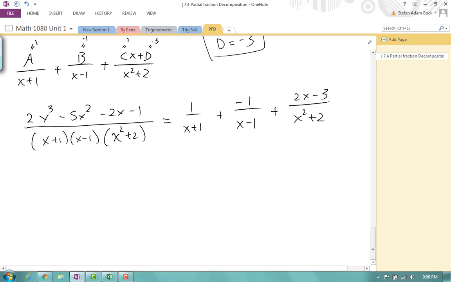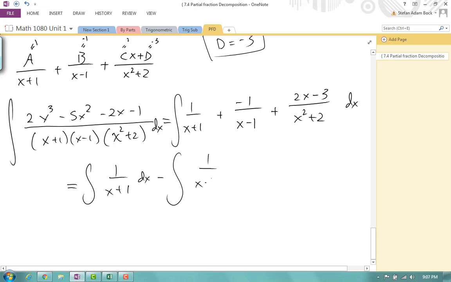But what we were trying to do with this was integrate it, right? So we have this awful integral on the left, and with a little bit of work, a lot of bit of work, we have this much nicer integral on the right. It is equal to the integral of 1 over x plus 1 dx minus the integral of 1 over x minus 1 dx plus, I'm going to split this, 2x over x squared plus 2 dx minus the integral of 3 over x squared plus 2 dx.